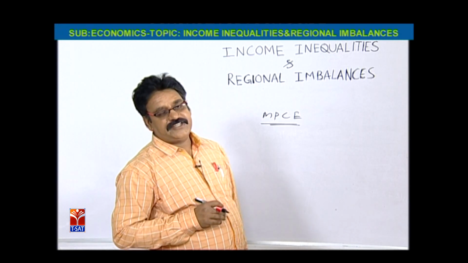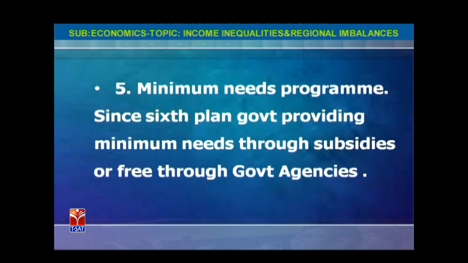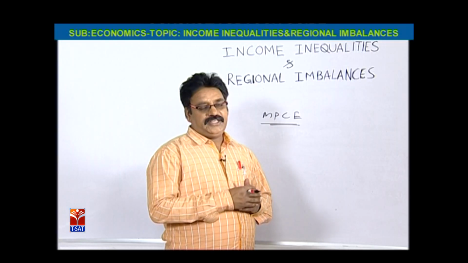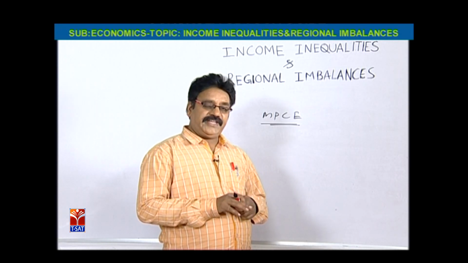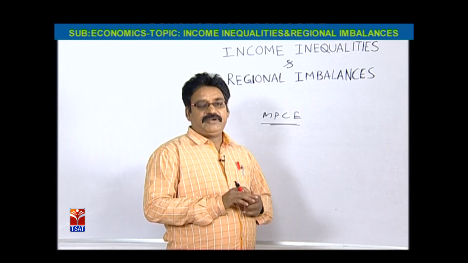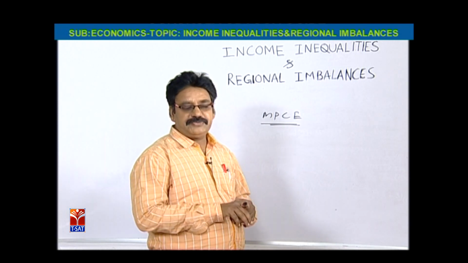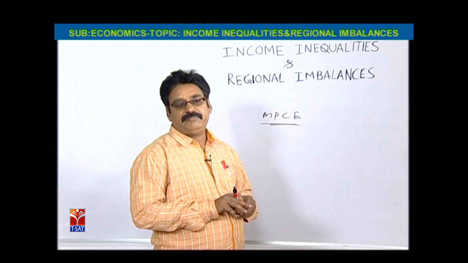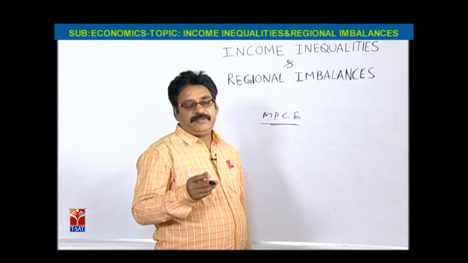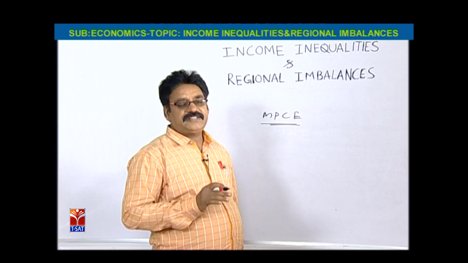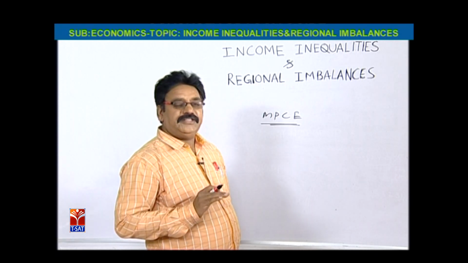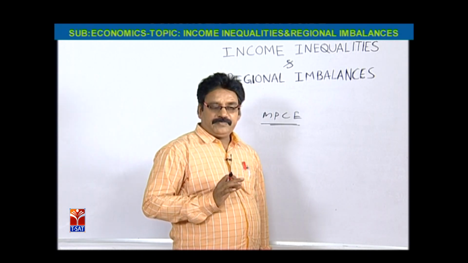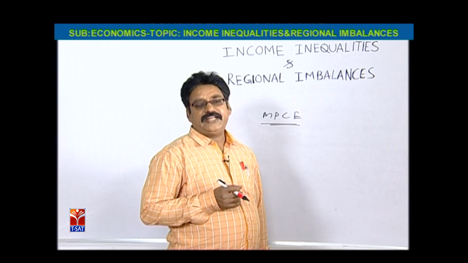The fifth remedial measure, minimum needs program. Since the sixth plan, the government is providing minimum needs. We can observe this in rural areas and even in towns, at subsidized prices or free through government agencies, the public distribution system. With the help of the public distribution system, minimum needs are supplied to the rural poor people along with urban poor people. Every month the government is providing minimum needs to the people. In this way they are supporting poor people to uplift their income levels.